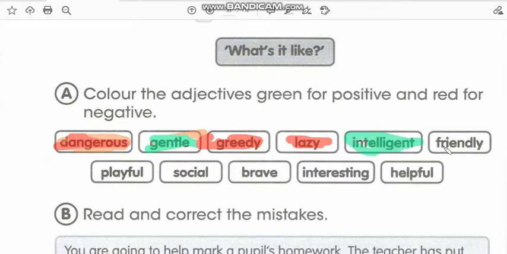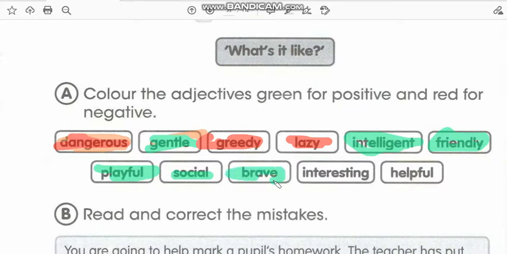Friendly, a friendly person, a friendly man. So color it with green because it's positive. Playful, the person who loves to play. Of course it's positive, color it with green. Social, the social person, with green. Brave, that's a brave man, with green.